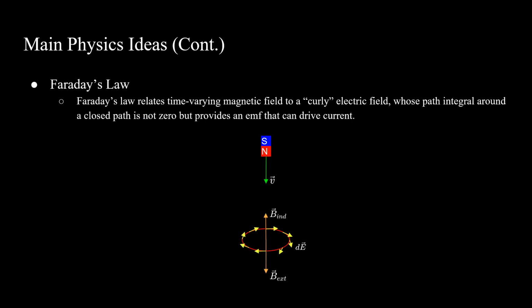We will discuss Faraday's law, and Faraday's law relates time-varying magnetic fields to the curly electric field, whose path integral around a closed path is not zero, but provides an EMF that can drive a current. And so in the diagram, you can see a bar magnet falling towards a wire hoop, and in turn, it induces another magnetic field.